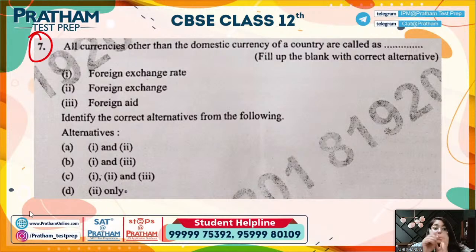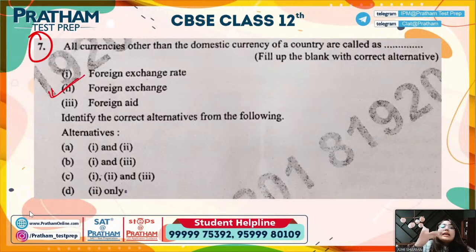It is known as foreign exchange. Why हम इसे foreign exchange rate क्यों नहीं बोलेंगे? Because there is no any other currency जिसके comparison में exchange होगा, right? So it is known as what? It is known as the foreign exchange. That is it. So option 2 ही इसका correct है.